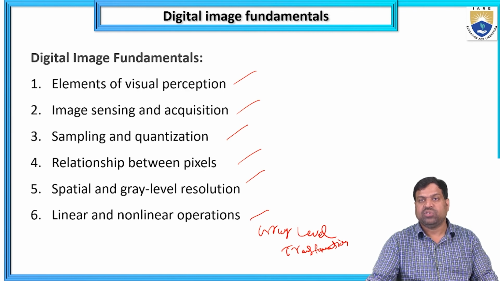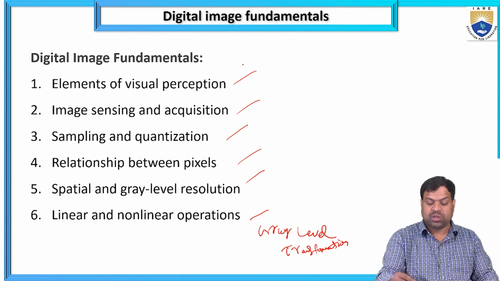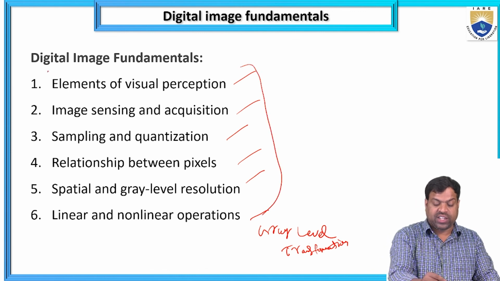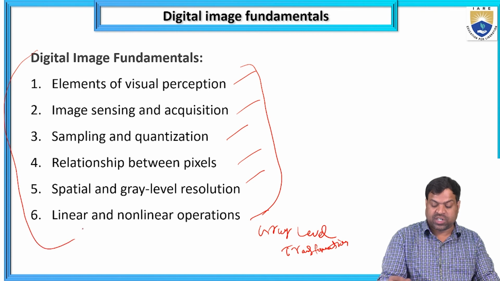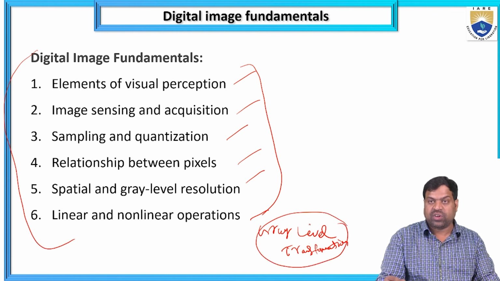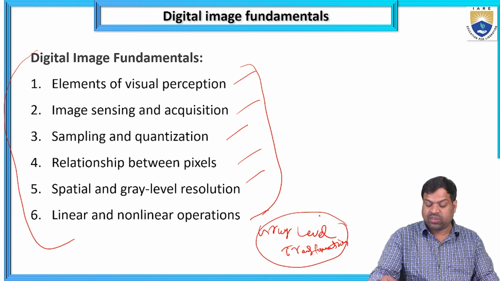These are the digital image fundamentals: the elements of visual perception, image sensing and acquisition, sampling and quantization, relationship between pixels, spatial and gray level resolution, linear and non-linear operations. After getting the knowledge of these image fundamentals, we have discussed gray level transformations. In this gray level transformation, what is transform?